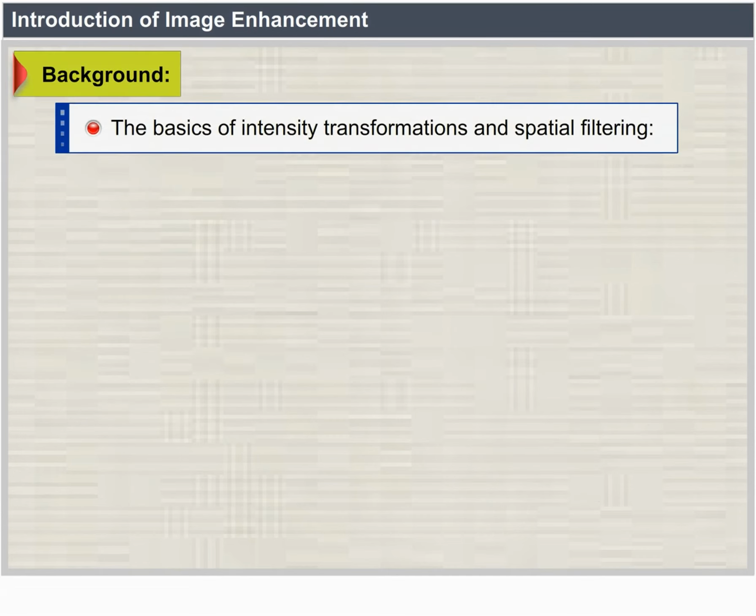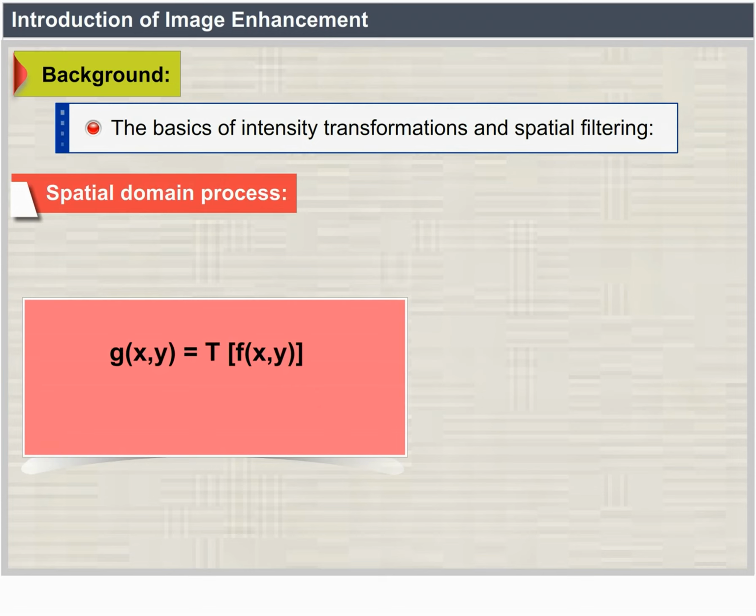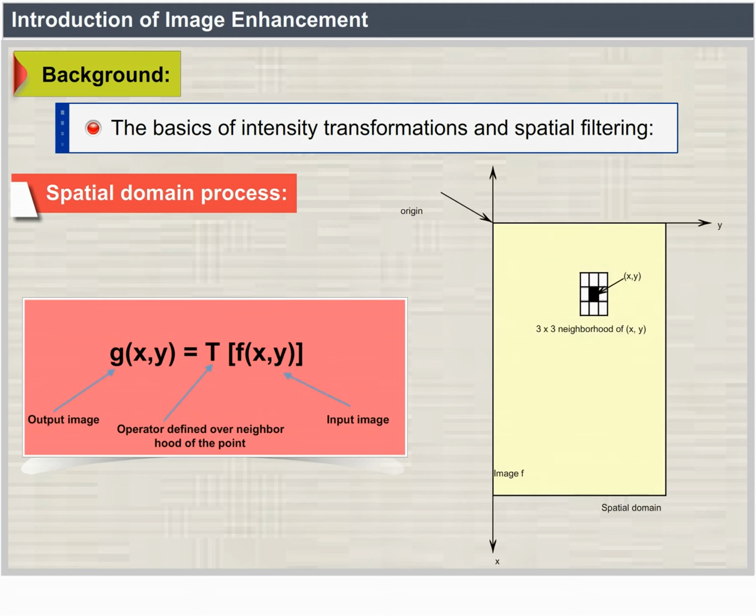Smallest possible neighborhood, size 1 by 1, where T becomes an intensity or gray-level mapping. Transformation functions: s equals T of r, where s equals intensity of g at x, y. Examples: contrast stretching, thresholding.